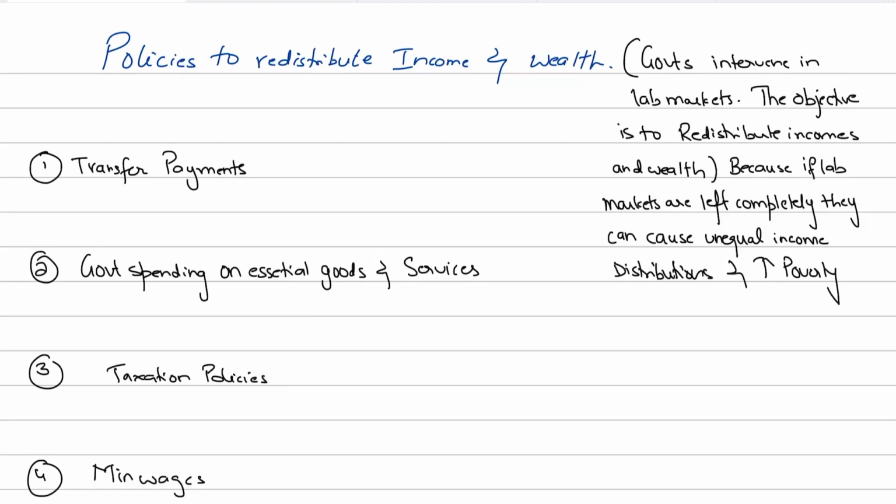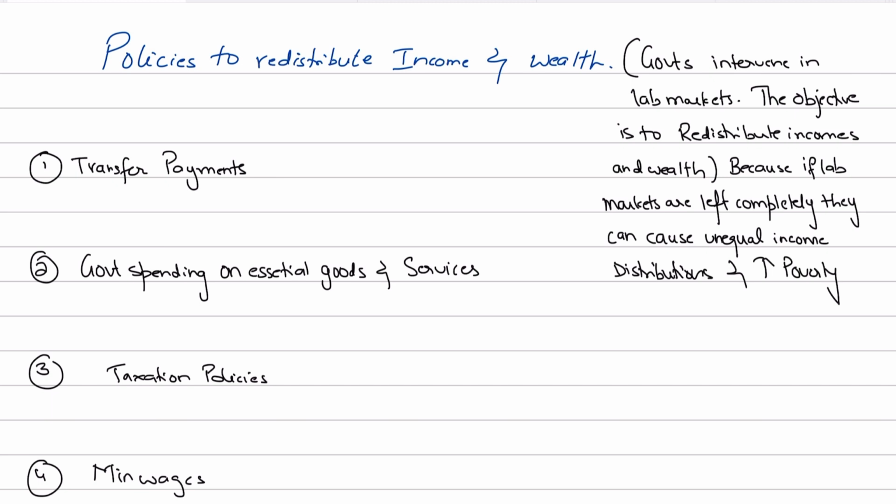Hi guys, welcome back. In this video, we're going to be discussing government policies to redistribute income and wealth and create a more equal distribution of income, close the disparities between the rich and the poor, and reduce relative poverty. So that's all clubbed into one thing as redistribution of income and wealth in society.